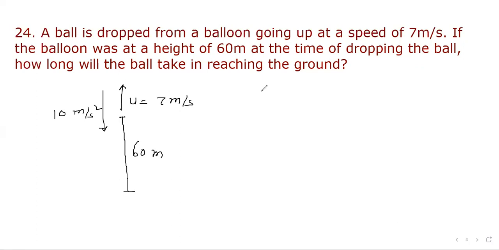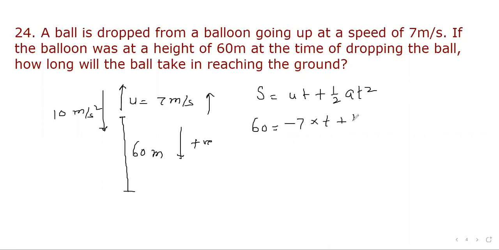So let's apply the formula. S equal to ut plus half at square. So 60 equal to u. Let's take downward as positive direction and upward as negative direction, then u will be negative. Minus 7 times t plus 1 by 2, this is 10 times t square. 2 5s are 10. So 5t square minus 70 minus 60 equal to 0.